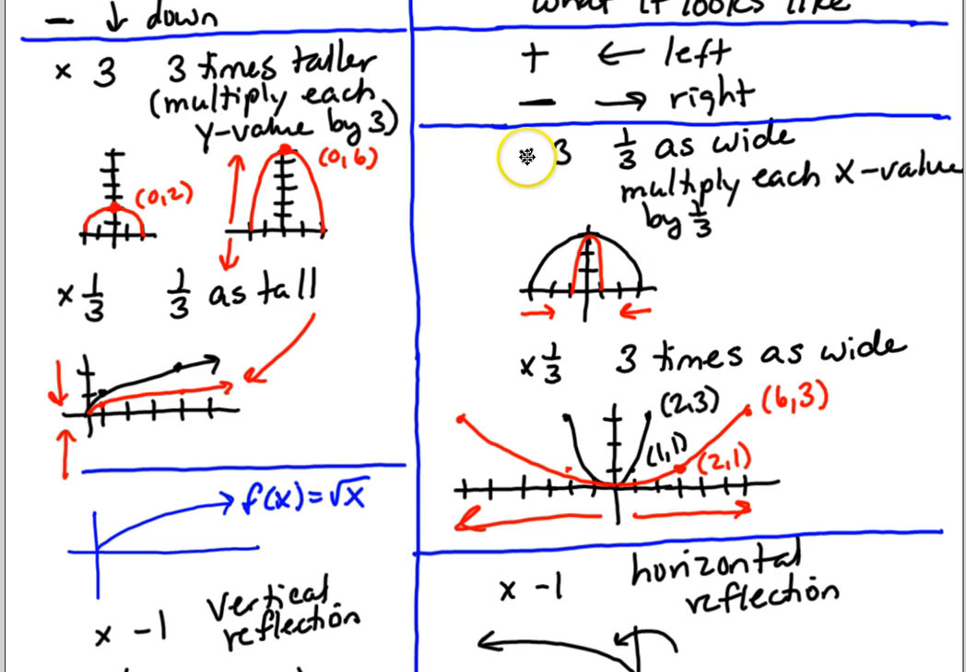Okay. Multiplying inside the function does the opposite of what you think. So you multiply by 3, it's 1/3 as wide. So if it went out to 3, now it's only going to go out 1 away from the y-axis. 1/3 means it's 3 times as wide. So if I have the point 2, 3, it becomes 6, 3. And -2, 3 becomes -6, 3. 1, 1 becomes, actually 1, 1 should become 3, 1. I wrote 2, 1, that's supposed to be a 3 there.